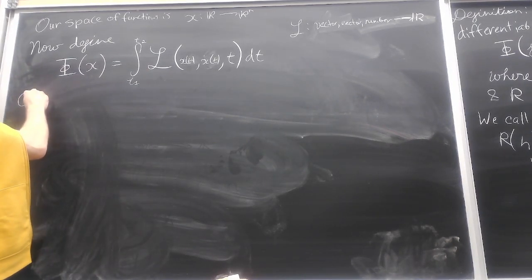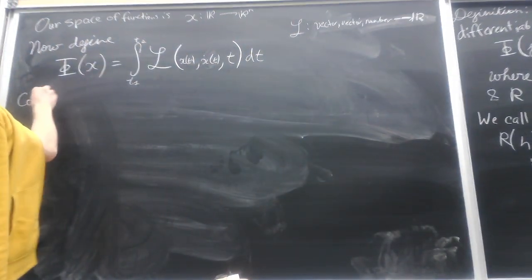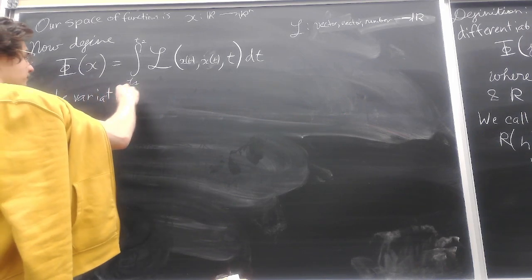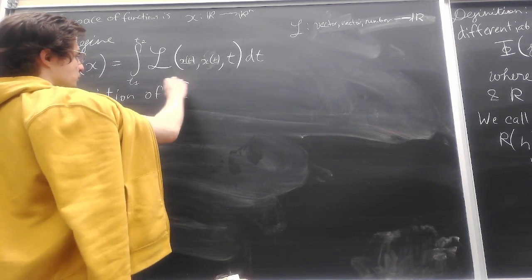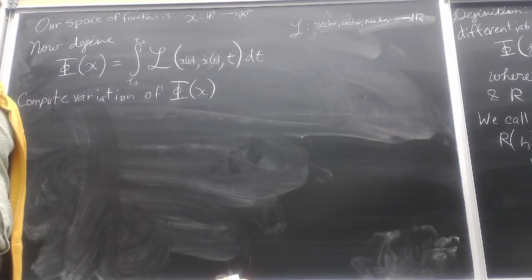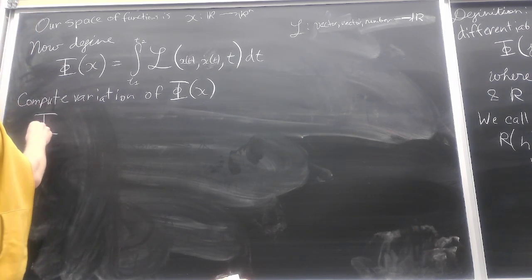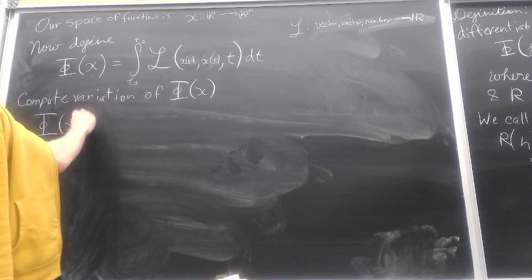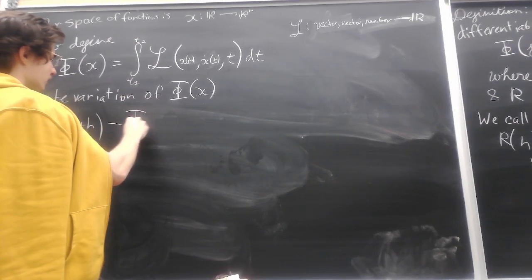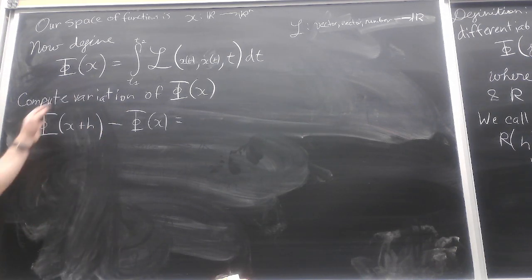So compute the variation of phi of x. What's the variation? What did we say? We wanted to look at f of x plus some other path h. I add some little path h to it, subtract phi of x, and then try and find the linear approximation to this.